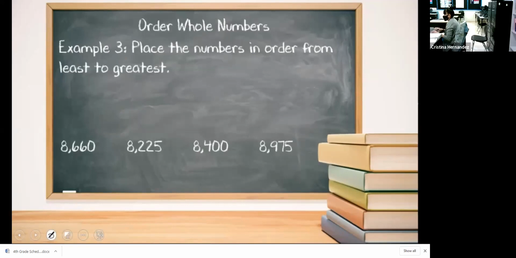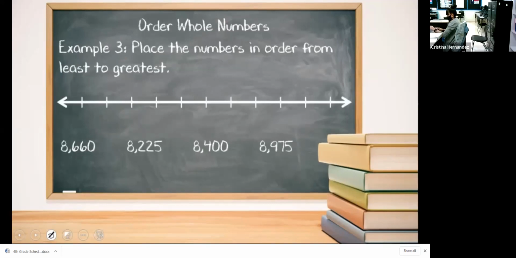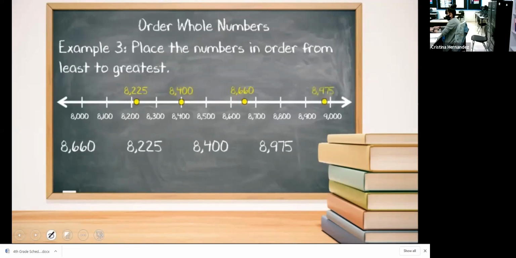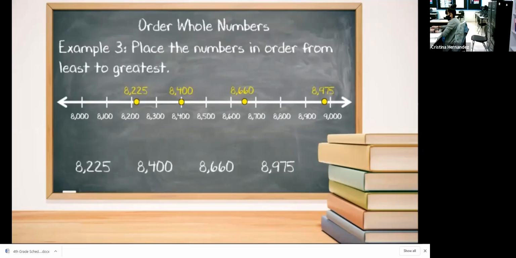Awesome. In example 3, we want to place the numbers in order from least to greatest. Let's consider where our numbers would go on the number line. All of the numbers are in the 8,000s, so we need to look to the hundreds places. Now, we want to place our numbers on the number line. Since the farther right you go on the number line, the larger your numbers get, we want to reorder our list in order from left to right on the number line. Let's do it. And there we have it.